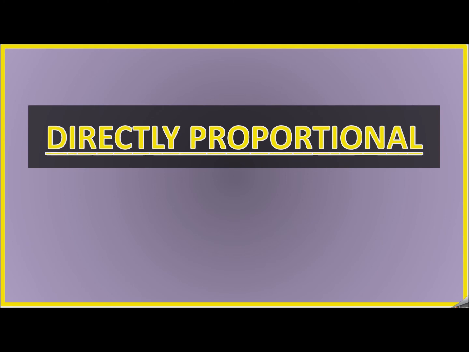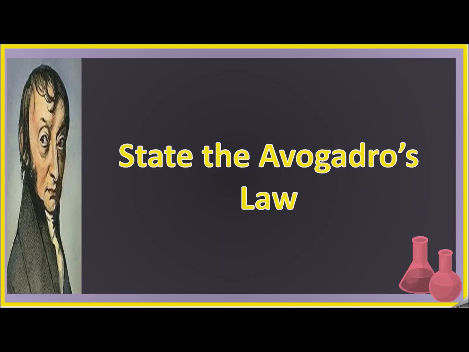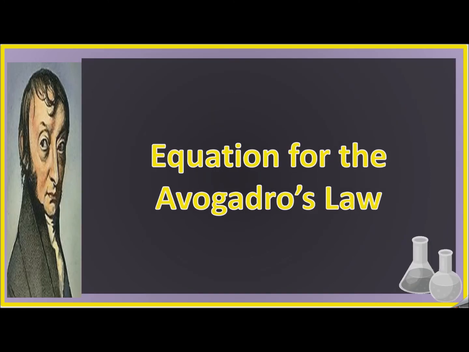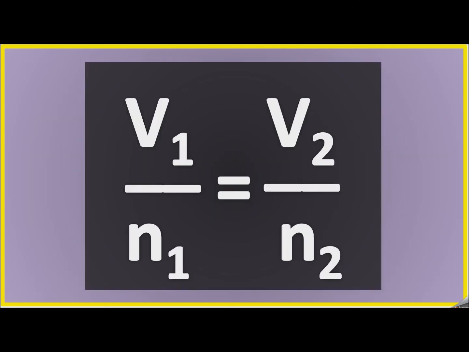Okay. Now, let us state the Avogadro's law. So, yun nga sinabi ko, as the number of moles of a gas increases, the volume of the gas also increases at constant temperature and pressure. Okay, assuming that there is no change in the temperature and pressure. And what would be our equation for the Avogadro's law? Okay, so we have V1 over N1 is equal to V2 over N2. Okay, that is using the Le Chatelier's law.